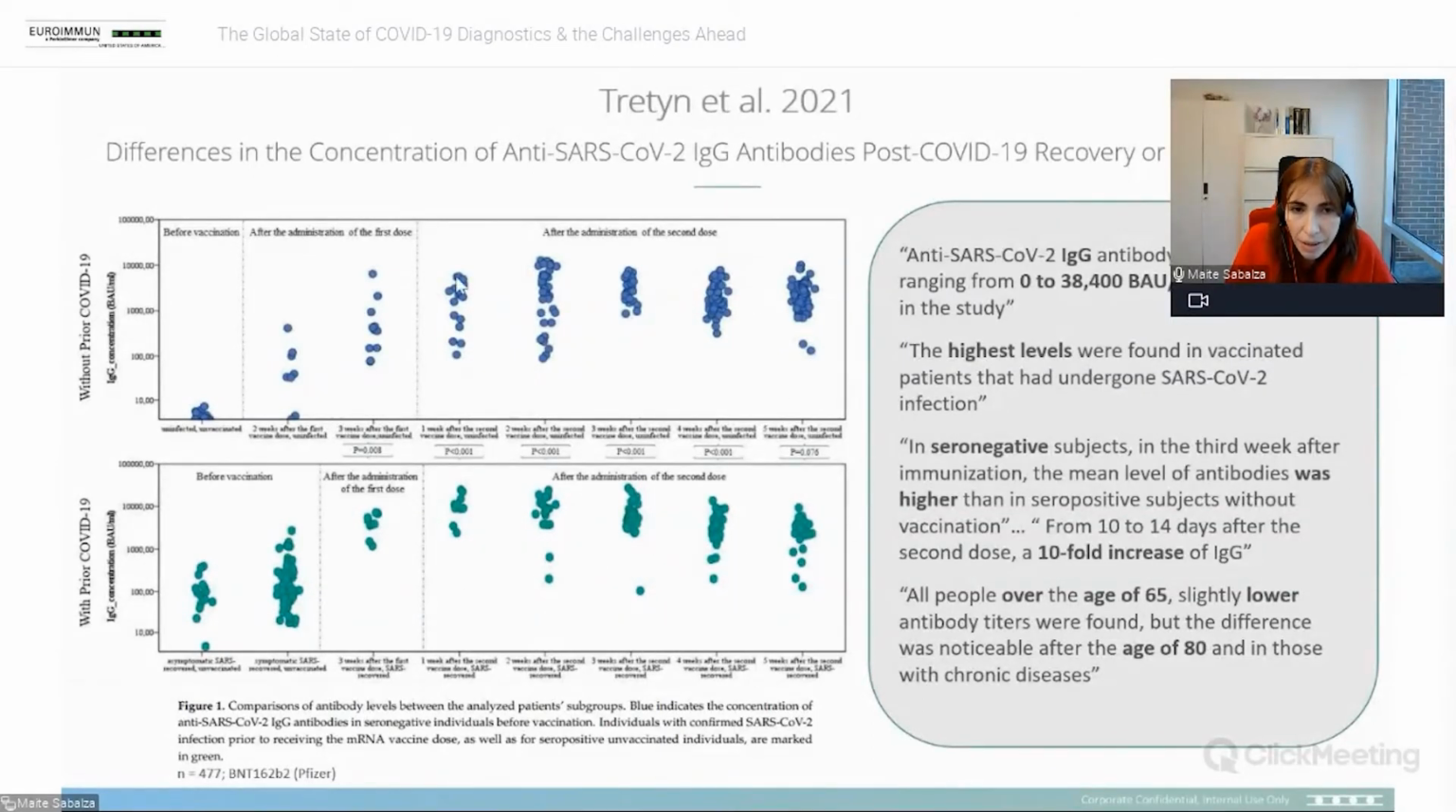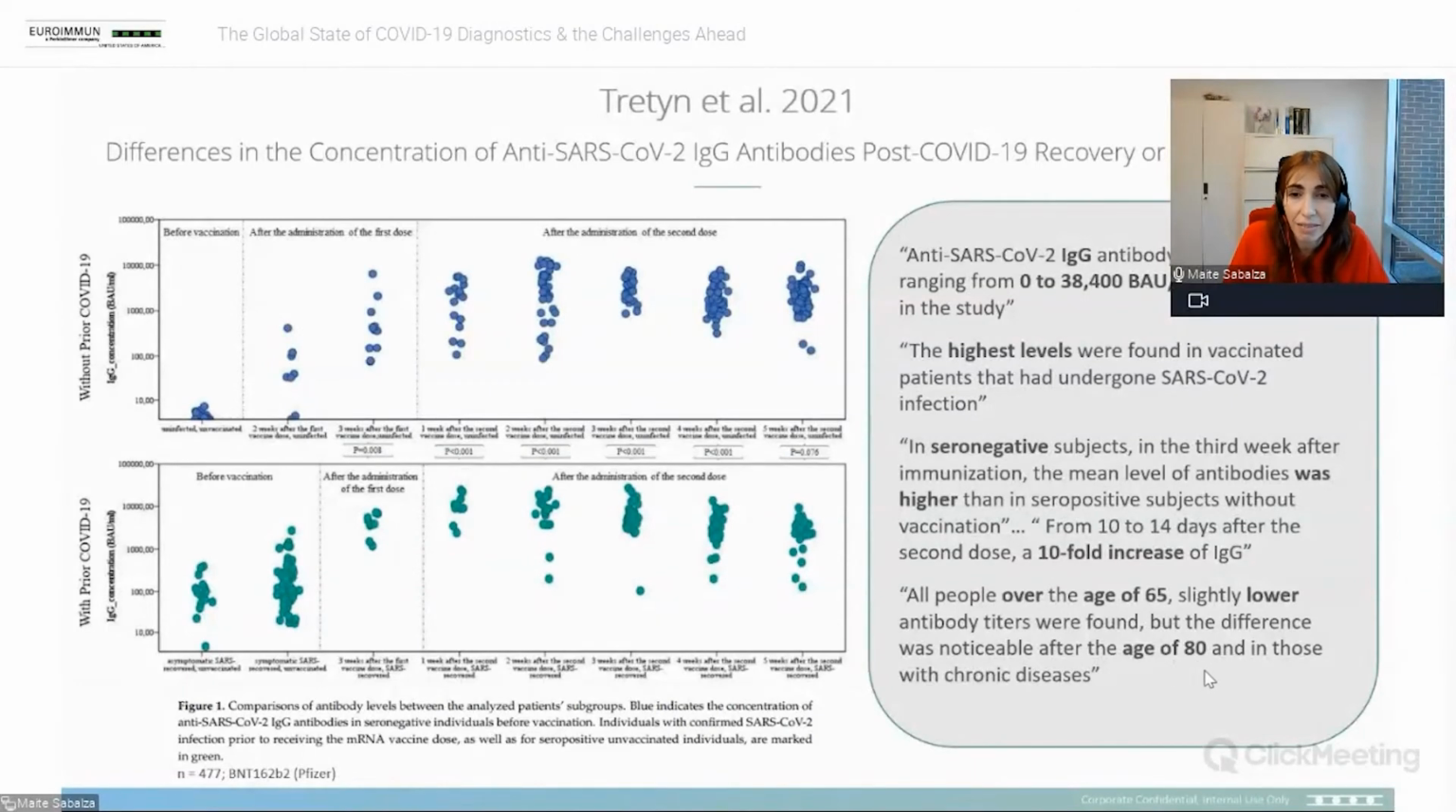In seronegative subjects, those in blue, in the third week after the second dose, the IgG levels were much higher than the IgG levels for those patients that were infected but not vaccinated. Therefore, here we can see that there is a benefit of getting vaccinated when you have been infected. In addition to that, an interesting observation was that all people over the age of 65 had slightly lower antibody titers, but the difference was more noticeable after the age of 80.